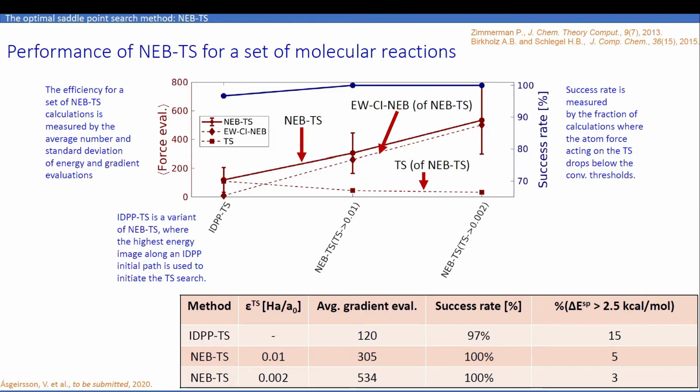Before moving on, I would like to just say that IDPP-TS is behaving remarkably well with a success rate of 97%, and only 15% of the obtained saddle points show large deviation from the reference set. Compared to a TS search where it started from linear interpolation in Cartesian coordinates, which has about a 70% success rate, from which 40% of the obtained saddle points exhibit really large deviations, up to roughly 100 kcal per mole from the reference saddle points. And I would attribute the success of IDPP-TS to the quality of the IDPP initial path and also to the robustness of the PRFO method for converging to first-order saddle points.